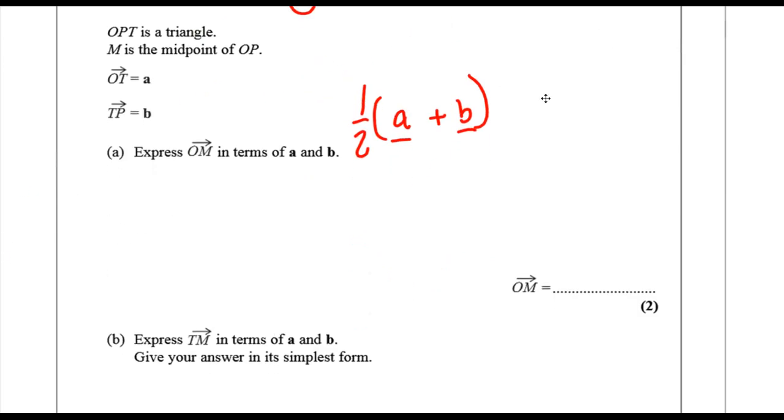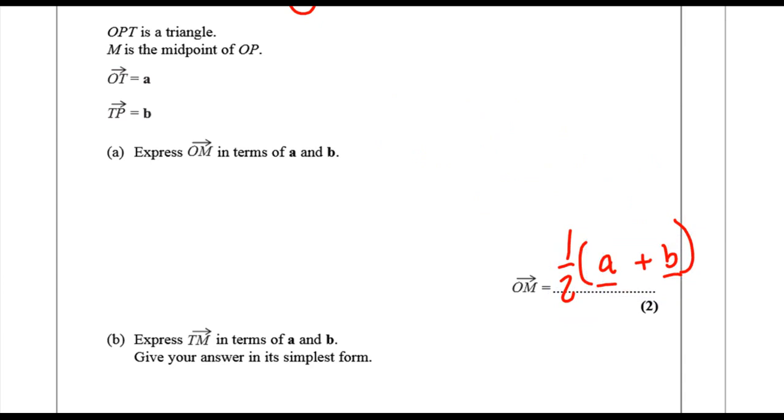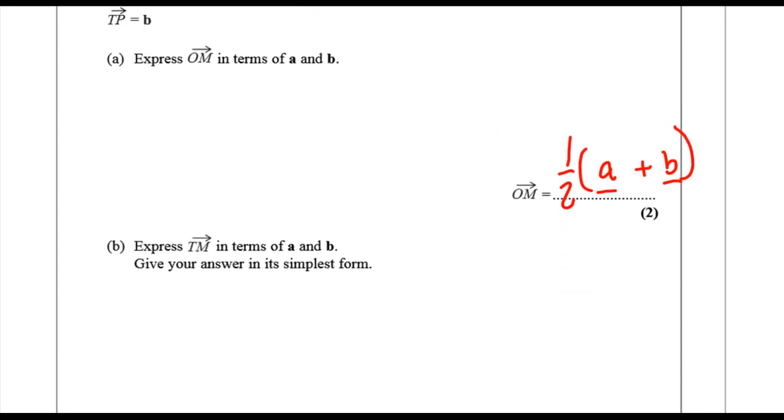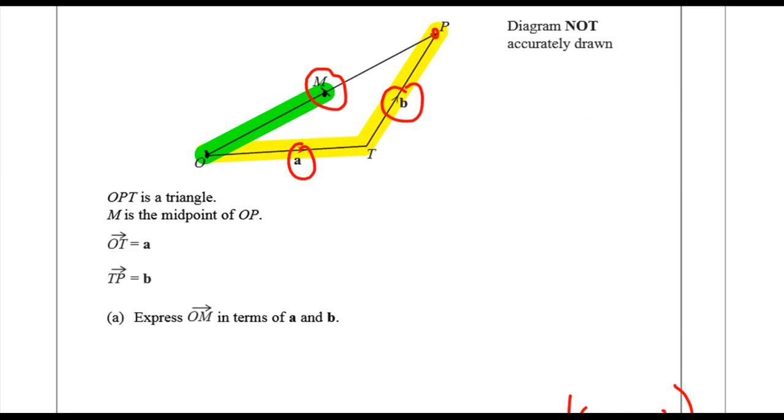Okay, better put it in the right place just to be nice. Part B. Express TM in terms of a and b. Give your answer in its simplest form. Right, T to M. Instead of starting from here, we're starting from here. Big wow. All we've got to do is get to there first and then add on what we just did.